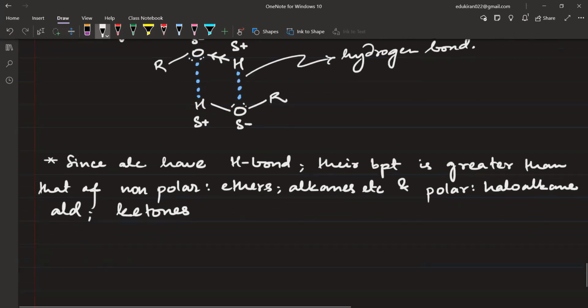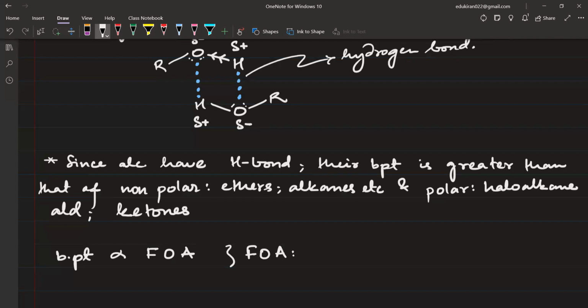So what we can say in terms of boiling point, first thing that you will see is the force of attraction. And if I talk about the force of attraction, then the highest force of attraction is with the hydrogen bonded molecules, followed by polar molecules, followed by non-polar molecules.